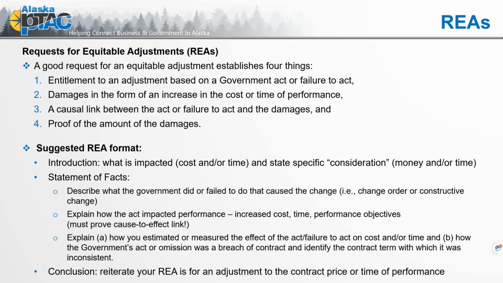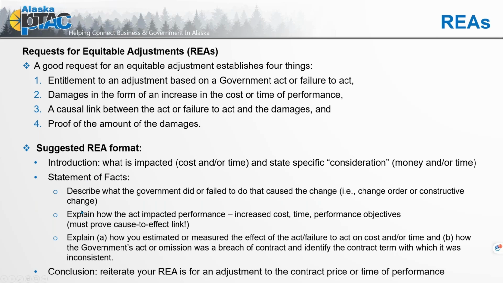Here's a great suggested format. Introduction: what is the impact, cost or time, and state specific considerations. And again, we address that term, money and/or time. And statement of facts: describe what the agency did or failed to do that caused the change. So if we had requested confirmation of a proposed change and were told not to move any further in production work until that was resolved, now we have something where a failure caused that. We failed to get a yes or no and didn't get that continuation to not change, continue to perform.